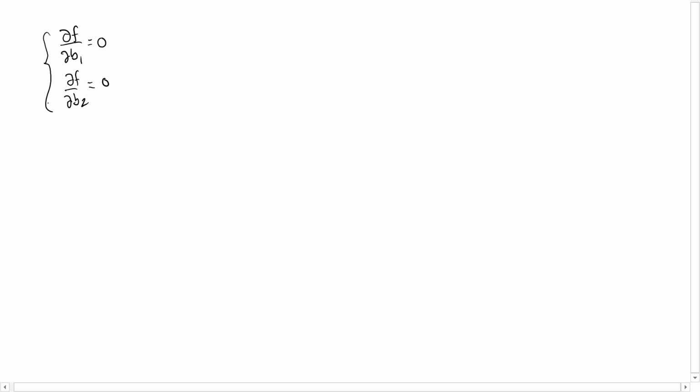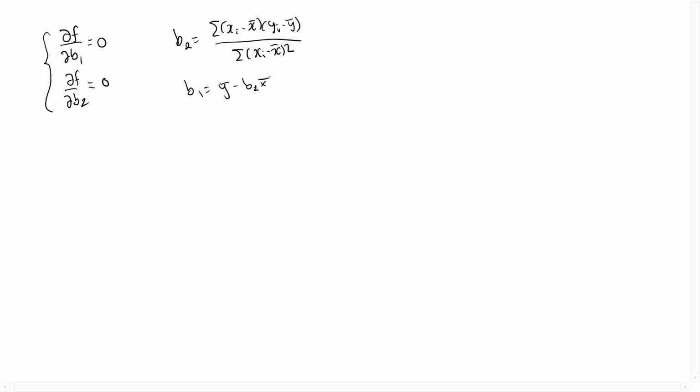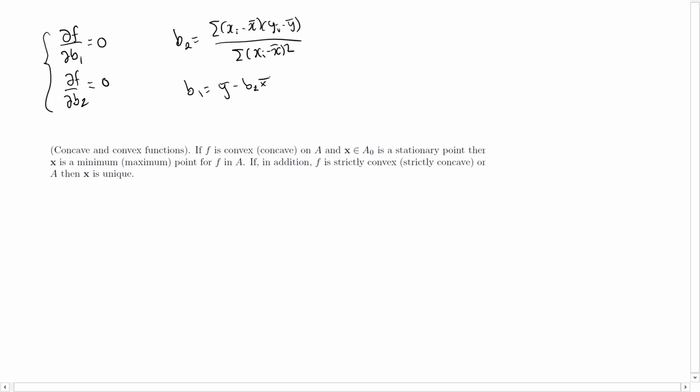We have seen that the solution to this system of equations is b2 equals the sum of (xi minus x bar)(yi minus y bar) over the sum of (xi minus x bar) squared, and b1 equals y bar minus b2 x bar. So that is the only stationary point. That, of course, does not prove that this point is a global minimum of the f function. However, we have the following result.